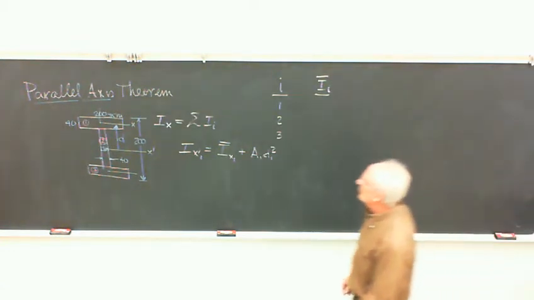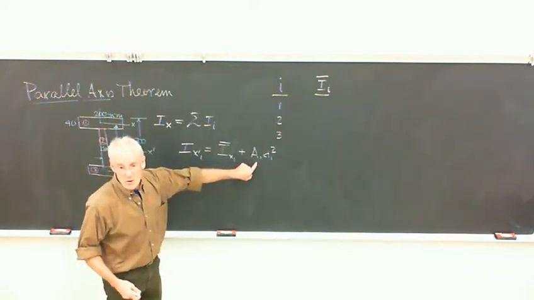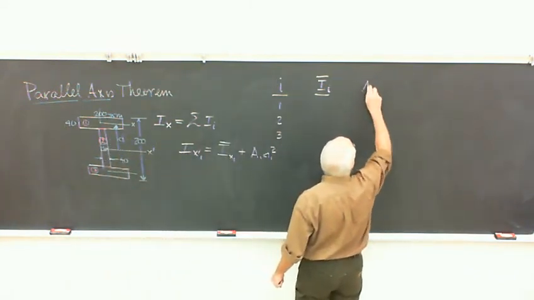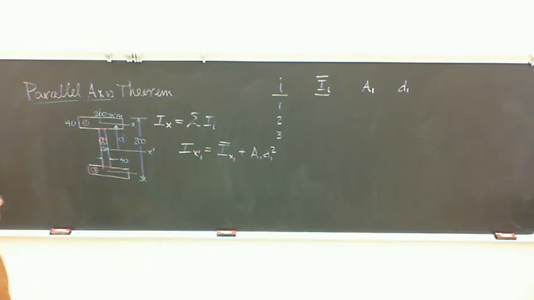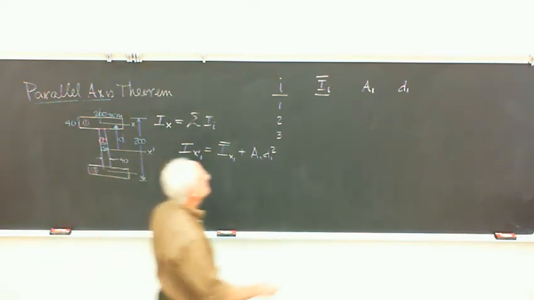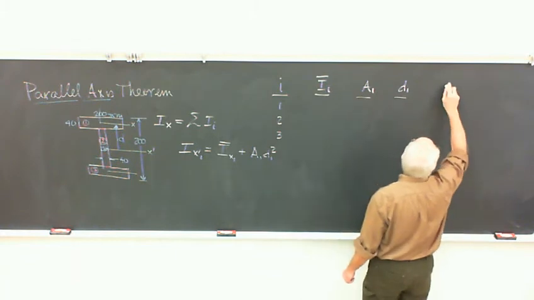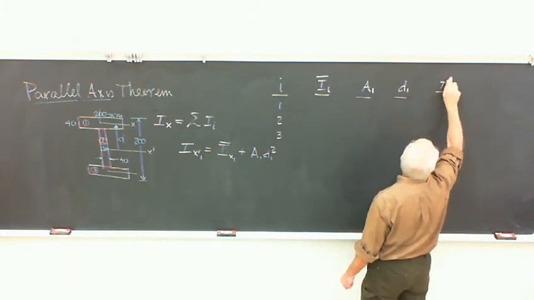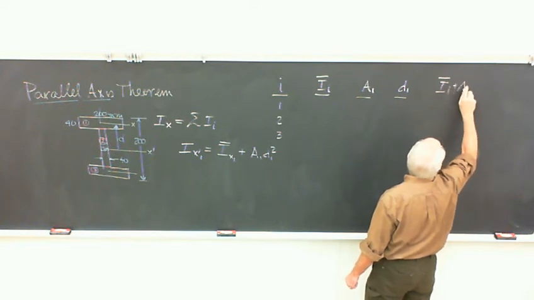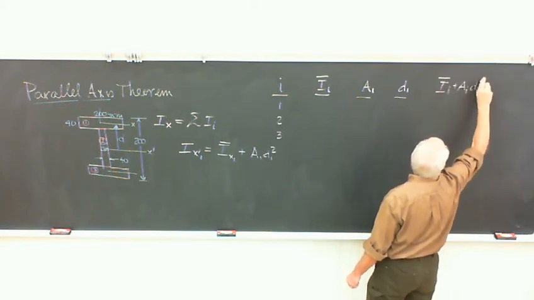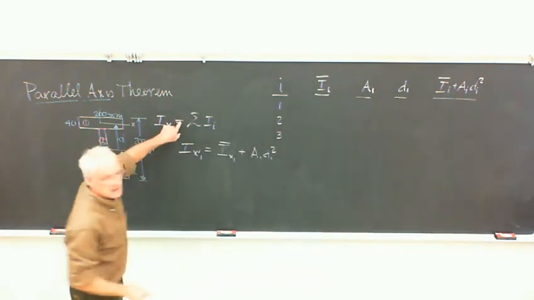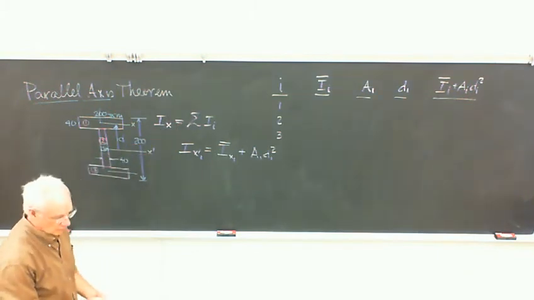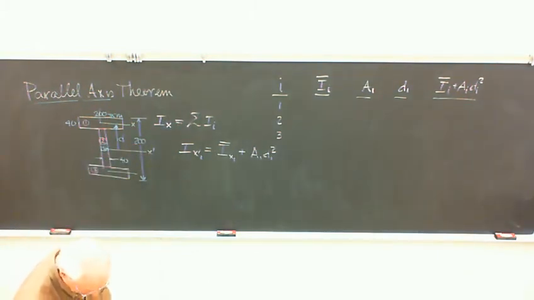All right, so we'll get to that in a second. We're also going to need the area of each piece, the distance between the two parallel axes describing the pieces and the problems. And then we can add those three things across as I plus A D squared. And then that's what we sum to get the new moment of inertia of the whole piece. And then we'll redo that a little bit quickly just to show why it matters.